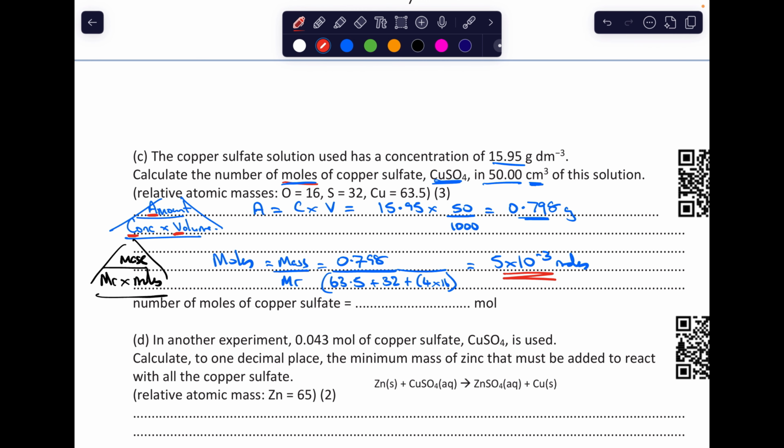Okay, lots of steps to that one, 3 marks. Obviously we're going to get a mark in here for working this out and the final answer here, and then we'll get a mark for working out the grams that were produced there.